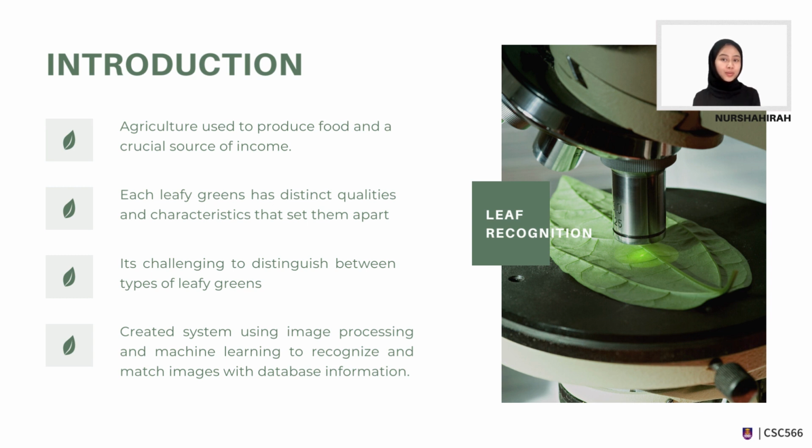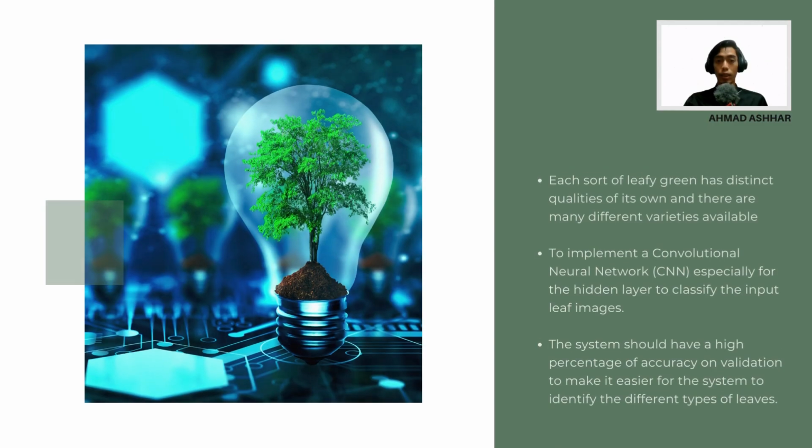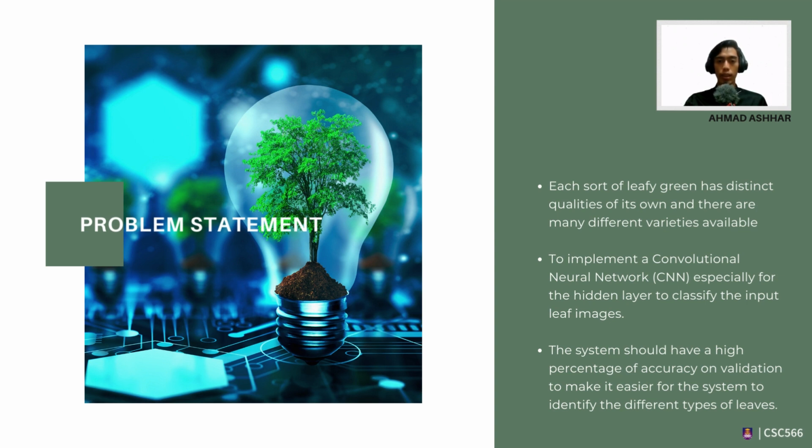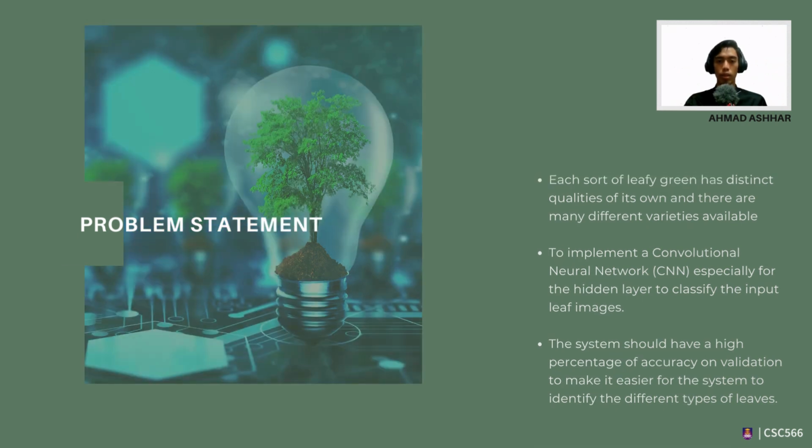And we have created a system using image processing and machine learning to accurately recognize and match images with database information. Next, for the problem statement, the first one is every leaf has distinct features of its own, and there are many different varieties of leaf available. Next problem statement is to implement a convolutional neural network, especially for the hidden layer, to classify the input leaf images. And lastly, the system should have a high percentage of accuracy on validation to make it easier for the system to identify the different types of leaves.